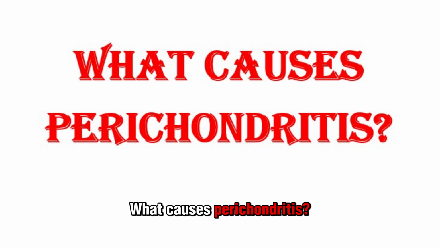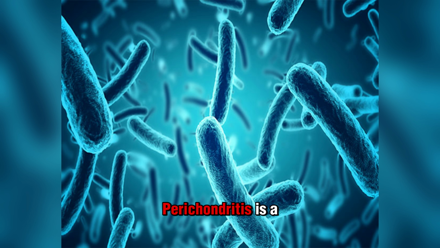What causes perichondritis? Perichondritis is a bacterial infection. Pseudomonas aeruginosa is the most common type of bacteria that causes the infection. Staphylococcus aureus and Escherichia coli can also cause perichondritis. Perichondritis occurs when bacteria enter the cartilage of your outer ear. This most frequently occurs due to an injury or trauma.